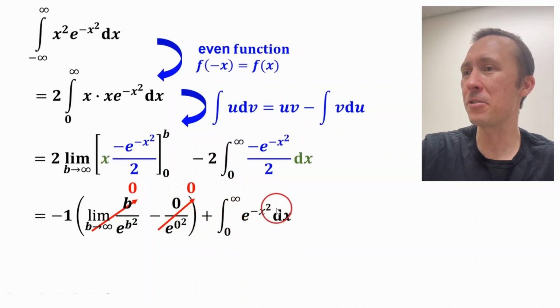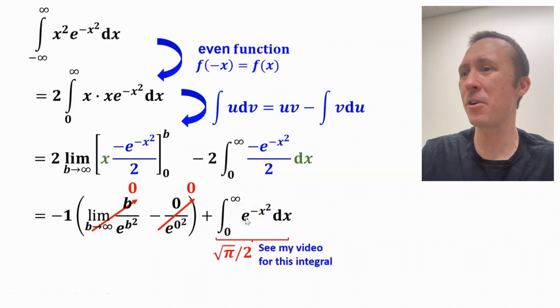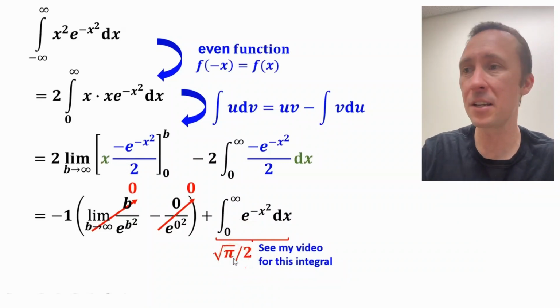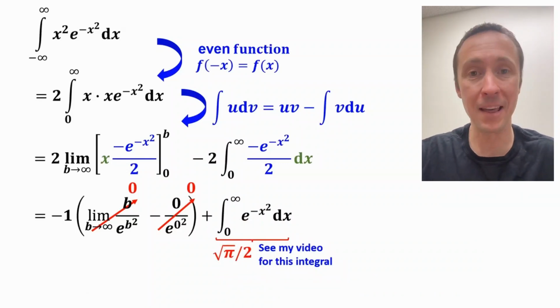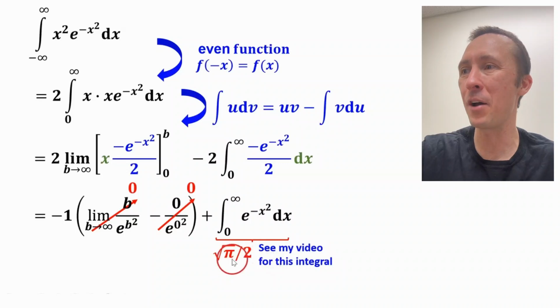And this other integral is a bit of a beast. It's not too bad. I evaluated this integral a number of different ways. It's root pi over 2. It takes a couple minutes or longer depending on your method. Some are faster than others. So you can check out my videos on those other methods. It turns out to be root pi over 2.